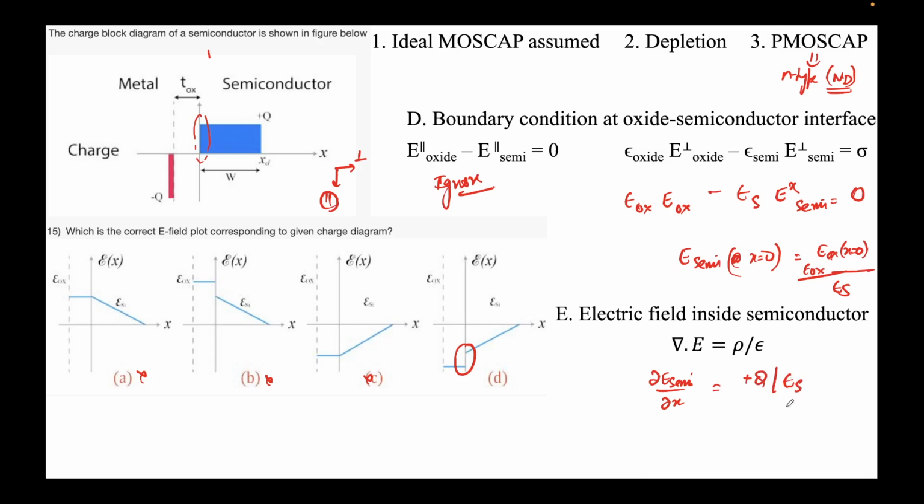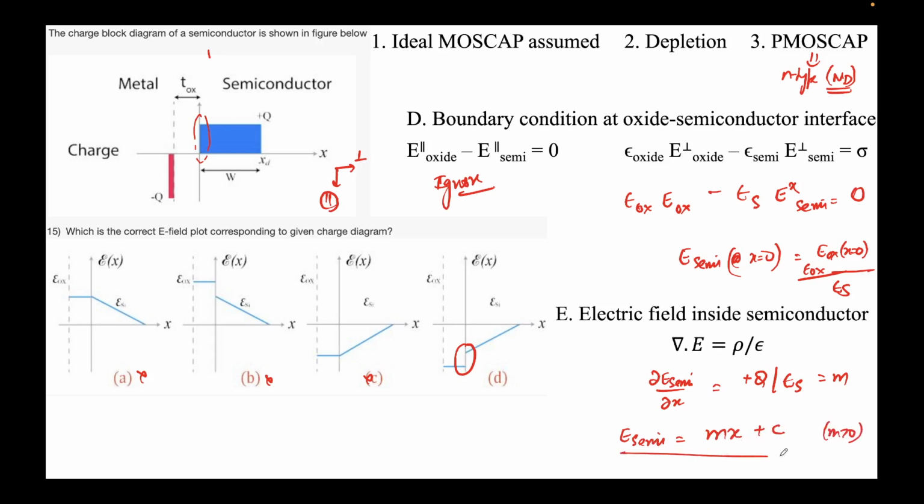So from here if you integrate, this is a constant by the way, correct? So if you integrate this, you can see the slope is positive. Let's call this some quantity m. So from this you can get E semiconductor equal to mx plus c. m must be positive.